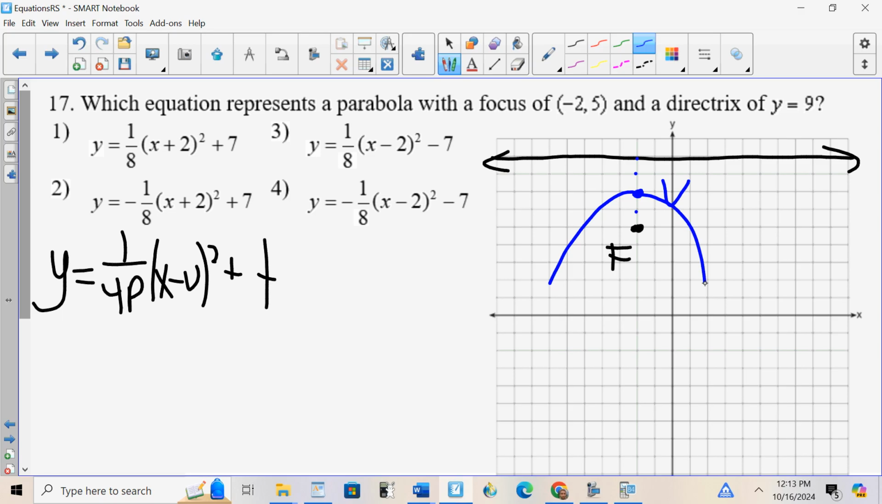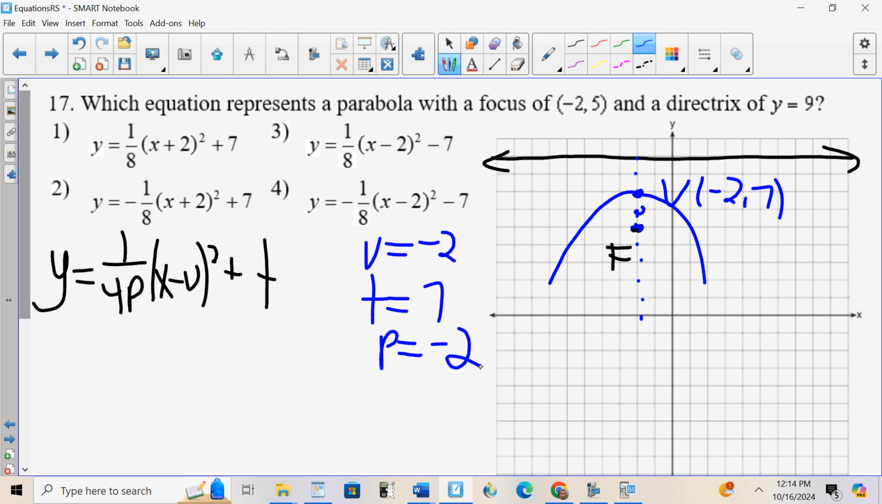List your V, T, and P. V equals, T equals, P equals. VT is the vertex. The coordinates of the vertex are negative 2, 1, 2, 3, 4, 5, 6, 7. So V is negative 2 and T is 7. P is the distance from the vertex to the focus, 1, 2, and since it opens down, it's negative 2. Minus in a formula means change the sign, so I will change the sign of V, but nothing else.